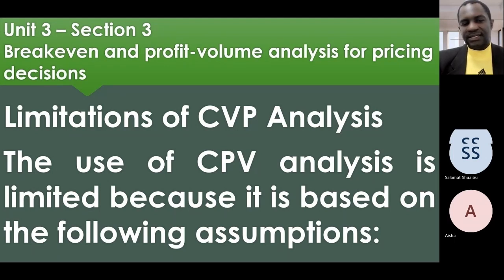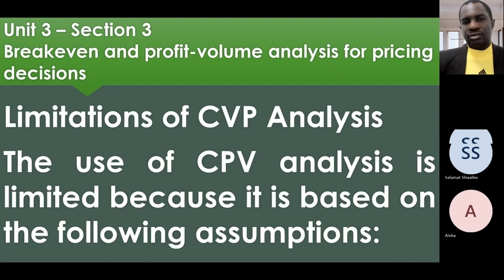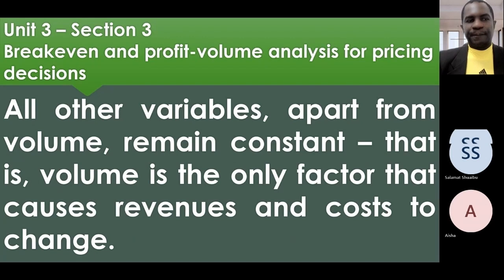The use of CVP analysis is limited based on some of these assumptions. Either a single product is being sold or multiple products are sold in a constant mix. And this is where that other definition of contribution comes in. So if it's a single product, fine. But where there are multiple products, what is the contribution of each product to the whole mix? This is one of the assumptions or the limitations of CVP.